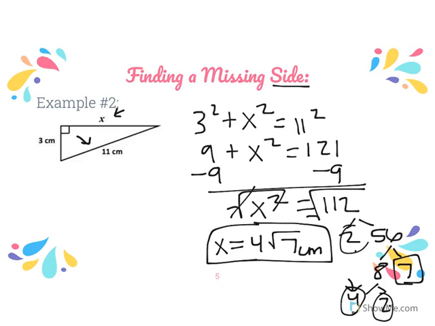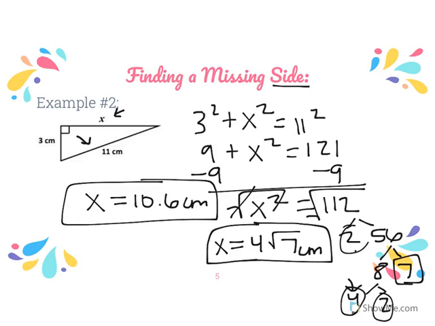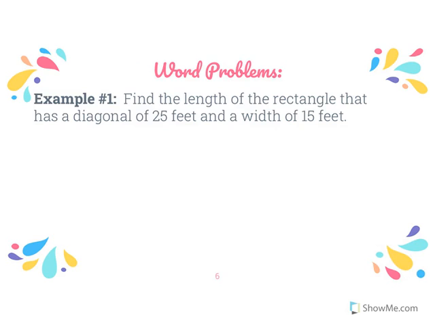And then if I were to get a decimal for that, we would just take the square root of 112 and put that in our calculator, and I would get 10.6 centimeters. So again, be sure you guys are using your units, and either way, decimal form or simplest radical form, I will let you guys know which form on whatever worksheet or test I'm giving you.